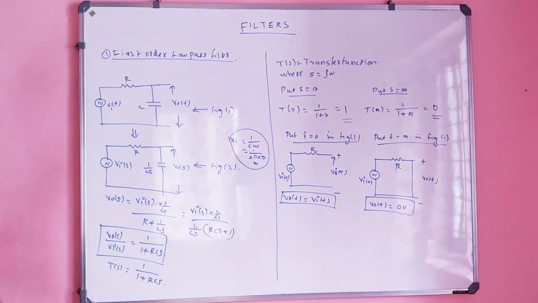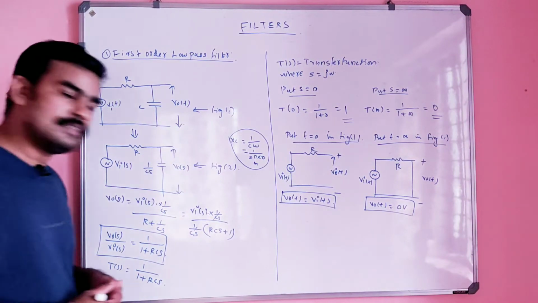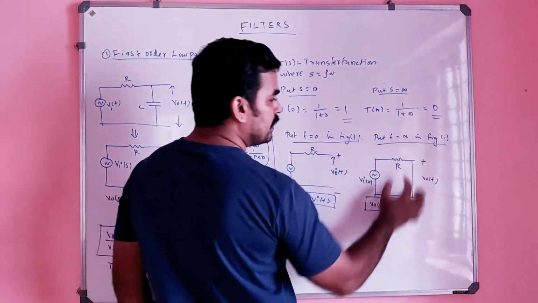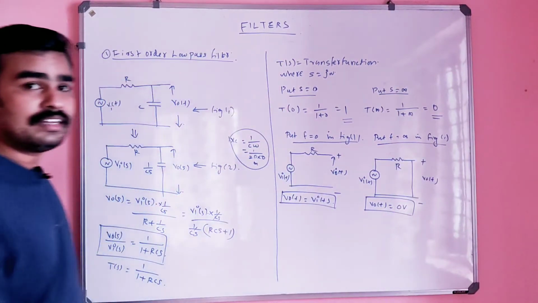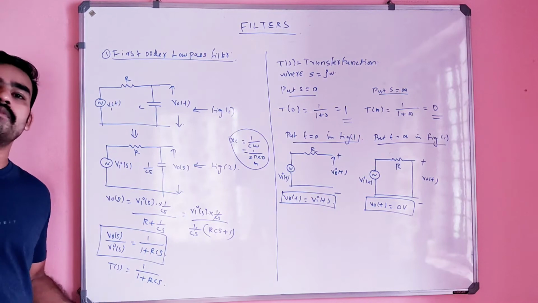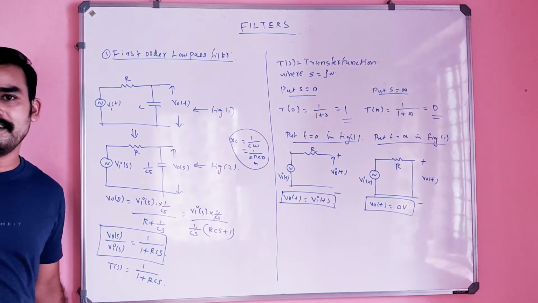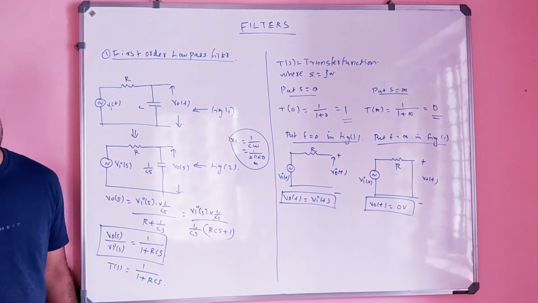V0 of t is equal to 0 volt. From these figures we can say that for f equal to 0 it passes the input signal. For f equal to infinity, there is no output signal. The output is 0, which means it blocked the input. That is why there is no output, right? It blocked the input.